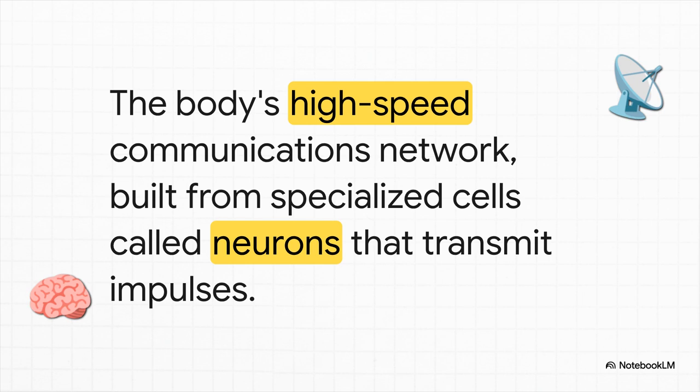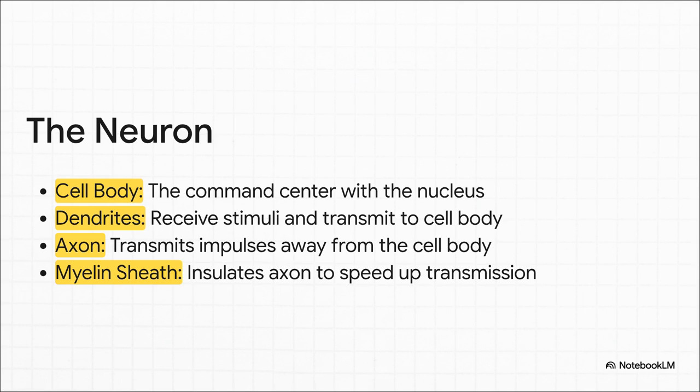And that is the job of our final tissue type, the body's high-speed communications network. The heart of this network is the neuron, a cell that's built for pure speed. The dendrites act like antennas, picking up signals. The cell body is the command center that processes them. And the axon is the long transmission cable that sends the signal flying onward. And it's often wrapped in an insulating myelin sheath that makes it lightning fast.